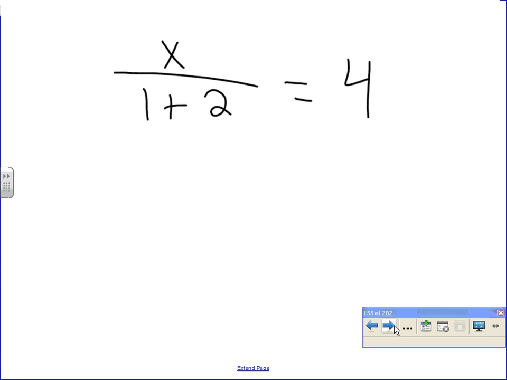Right, all right, this is real hard. What's 1 plus 2? 3. Okay, X over 3 equals 4. All right, Emma H, now what? This is our ticket to the buses. Now what?